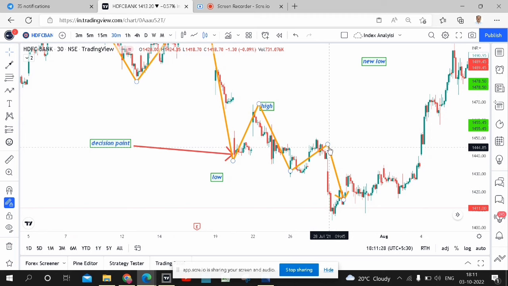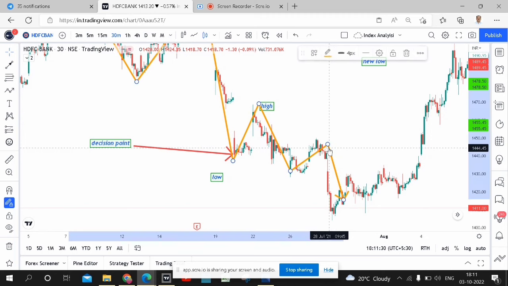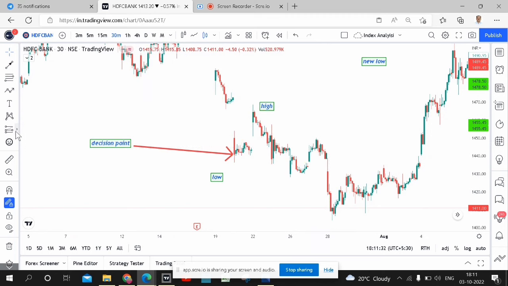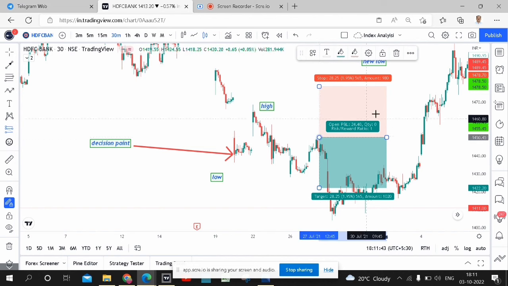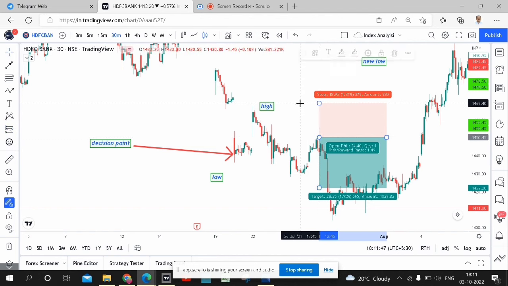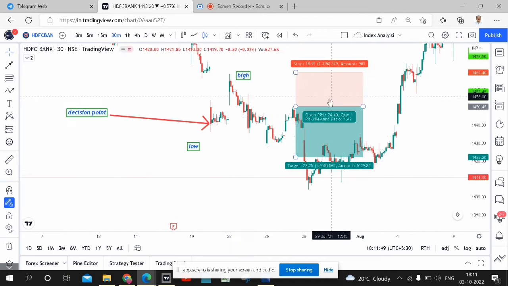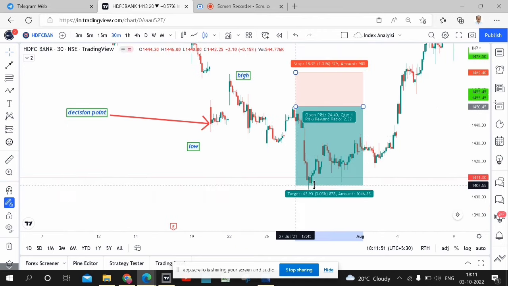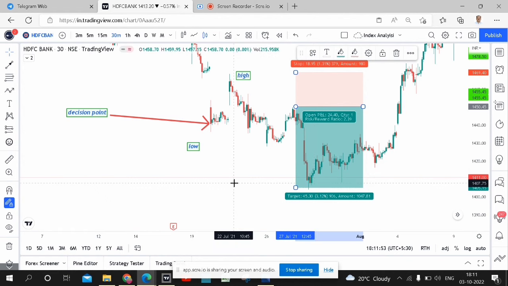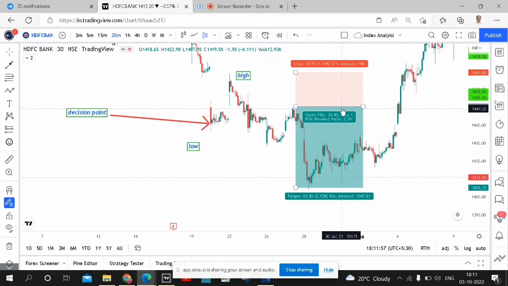So here what has happened? Based on that, I might have gone for a short trade at this point. The low came down, it came here for retracement. This high will be the stop loss. So my entry is here. For a risk of 18 points, what we have achieved is 45 points. Okay, so this is how anyone should go for a short trade.